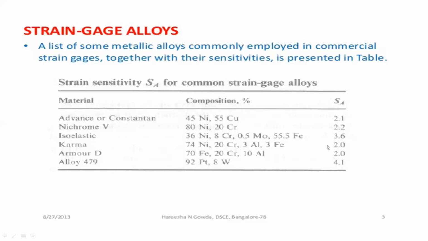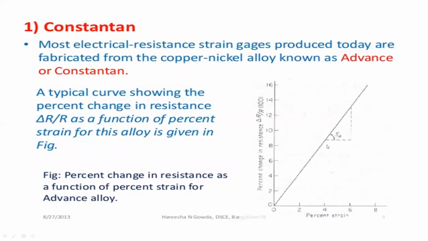Okay, so you can see what is advance and constantan. Most electrical resistance strain gauges produced today are fabricated from the copper nickel alloy known as advance or constantan. So we can use copper and nickel alloy materials. These types of alloys are known as constantan material.